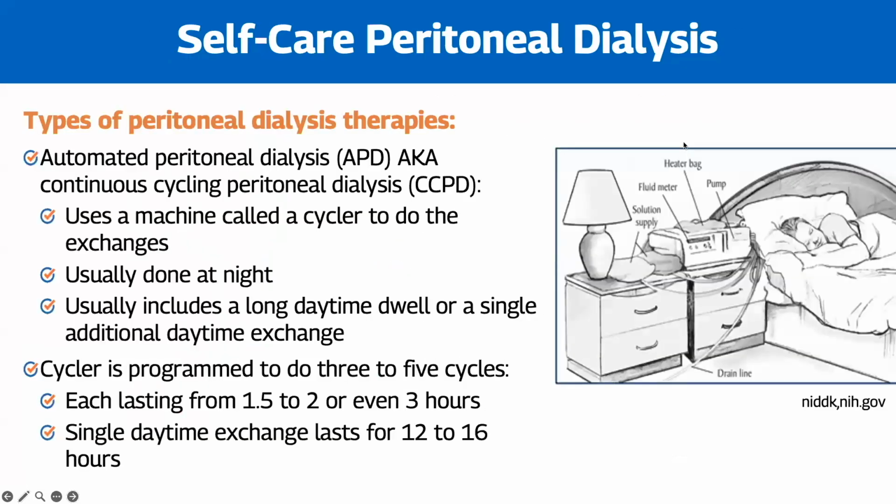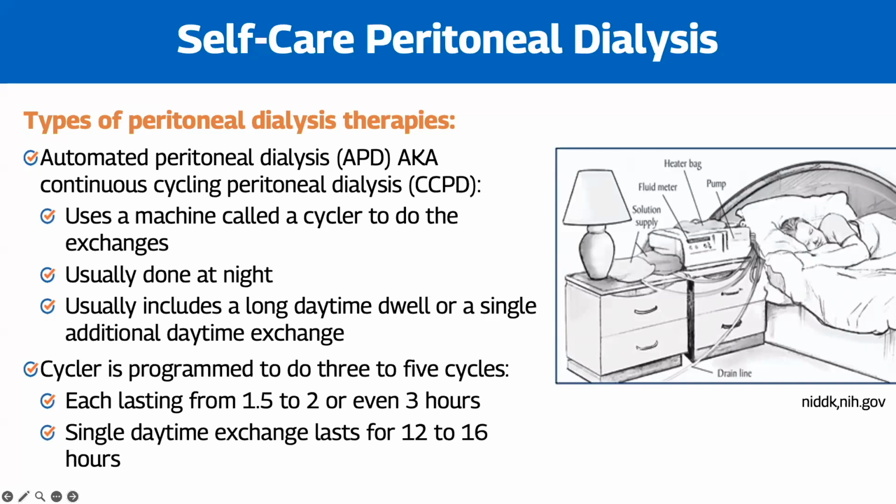So the most common type of PD is going to be automated peritoneal dialysis, also called APD, or continuous cycling peritoneal dialysis, also called CCPD. So this method of peritoneal dialysis is going to use a machine called a cycler to do those exchanges, each of which is going to consist of dialysate inflow, dwell, and outflow according to the preset times and volumes, usually at night while the patient is sleeping.